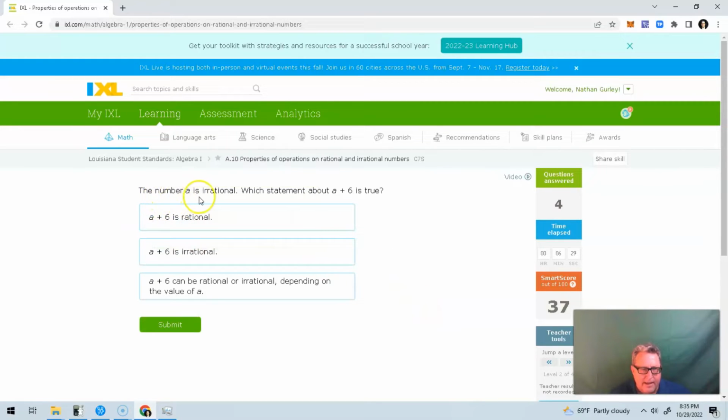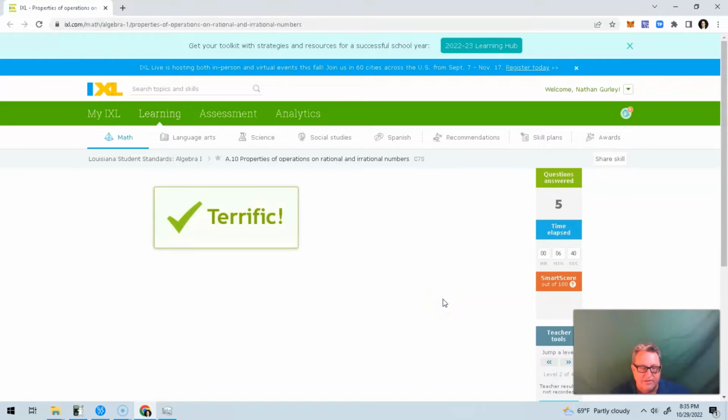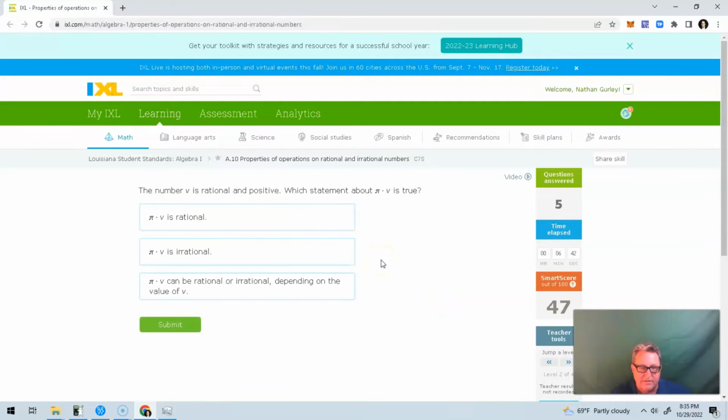The number a is irrational. Which statement about a plus 6 is true? An irrational plus a rational is going to be irrational. The sum rational plus irrational is irrational.